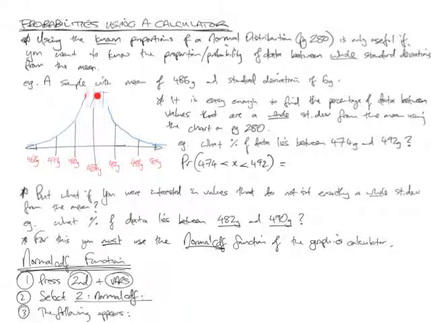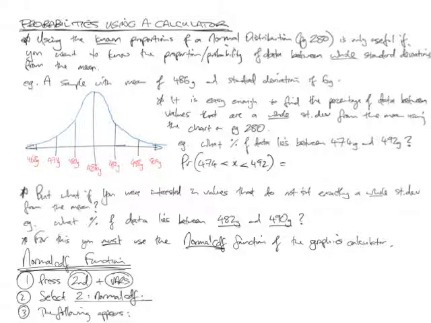So let's go with the example again, a sample with a mean of 486, so 486 is in the middle, and a standard deviation of 6. So one standard deviation to the right would be 492, 498, 504, and one standard deviation less would be 480, 474, 468. So it's easy enough to find the percentage of data between values that sit on these. These are whole standard deviations away, and if your question asks you specifically between these numbers, then it's going to be easy. You just look at the chart.